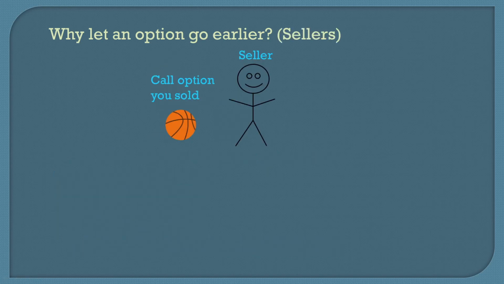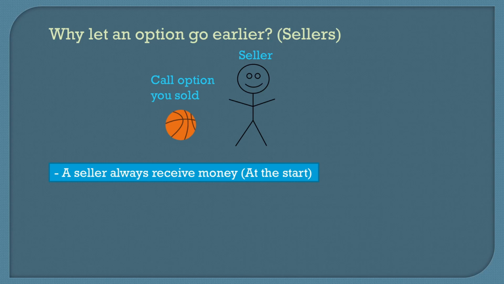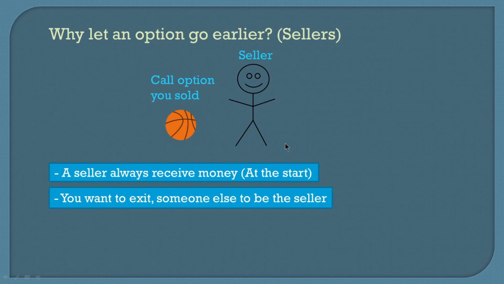Now for sellers, the process is similar, but there are some differences. The first point to take note, the seller in this transaction, the person holding the basketball, always receives some money when they first become the seller. Here you are the seller, you sold this call option and you collected a premium. Now sometime down the road, you decided that you want to exit this transaction. You want someone else to take ownership of the ball and be the seller.